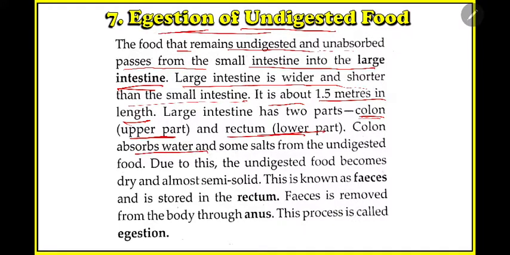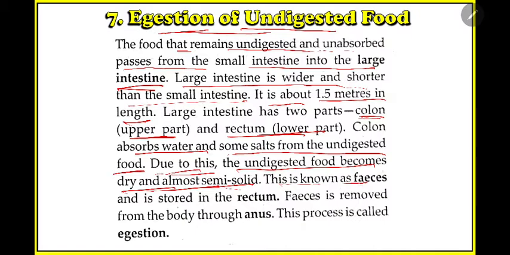The colon absorbs water and some salts from the undigested food. So from the undigested food, what will happen? The colon will absorb some water and salts. Okay, before throwing it out from the body, it will absorb some water and salts. Due to this, the undigested food becomes dry and almost semi-solid. It will become dry if you take all the water, so it becomes dry and semi-solid.